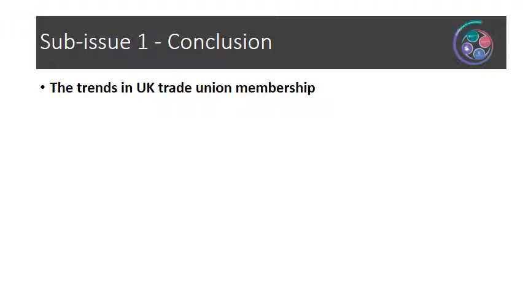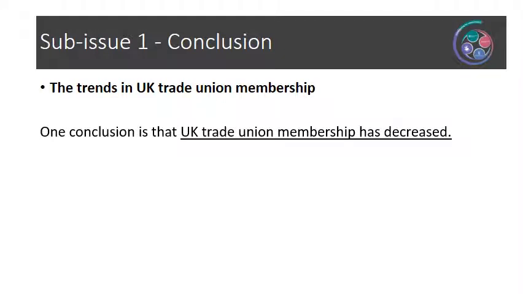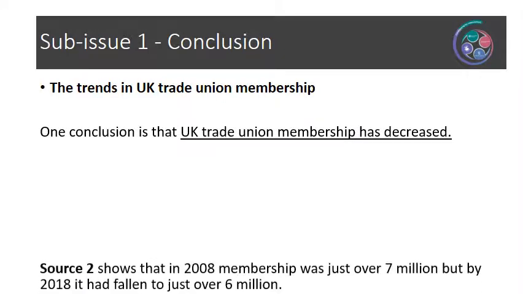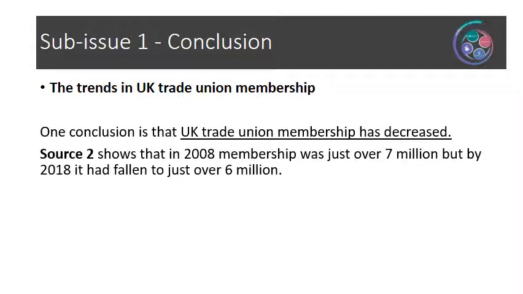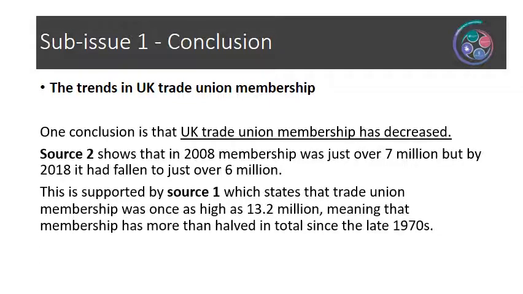Therefore, your possible conclusion may look as follows. One conclusion is that trade union membership has decreased. Source 2 shows that in 2008, membership was just over 7 million, but by 2018 it had fallen to just over 6 million. And that this is supported by source 1, which states that trade union membership was once as high as 13.2 million, meaning that membership has more than halved in total since the late 1970s.